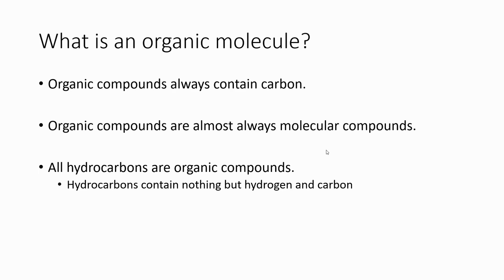All right, so we classify an organic molecule as something that contains carbon. If it has carbon, it's going to be organic. Generally, organic compounds are molecular, so they have covalent bonds. The atoms are sharing electrons, not stealing electrons. So a covalent bond means that electrons are shared. They're not stolen like in ionic bonds. All hydrocarbons are organic compounds. Hydrocarbons only have hydrogen and carbon. If it has oxygen, that's not considered a hydrocarbon.